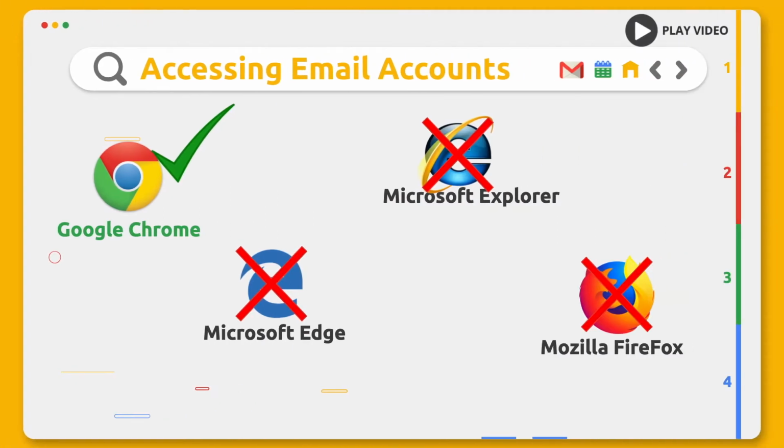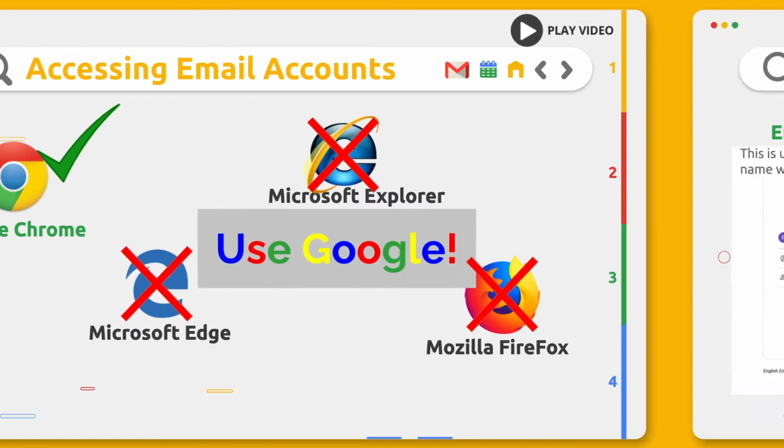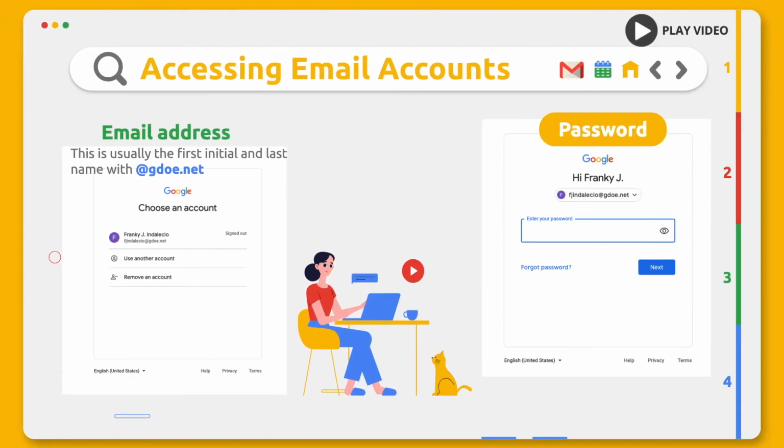To access your email, essentially we want you to use Google Chrome. And when you click on Google Chrome, you can access Gmail at www.gmail.com. When you enter that web address, you will be prompted to enter your login information. Enter your email address and enter a correct email password and click Next.